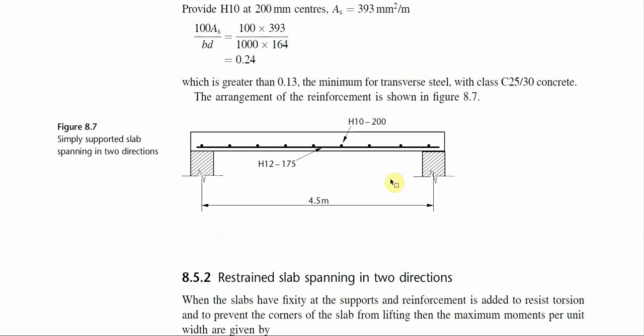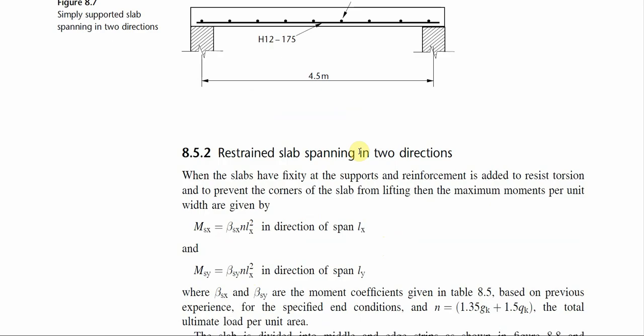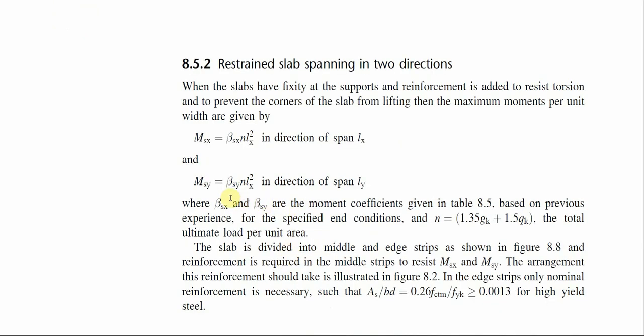So let us look at slabs that are restrained in both directions. When they are restrained, that is when the slab has fixity at the support, reinforcement is added to resist torsion and to prevent the corners of the slab from lifting. Then the maximum moment per unit width is given by this formula. It looks almost like the other one, but this time around, depending on the restraining condition. So we already know the Ls and the Ly. But this time around, to get this particular coefficient, it is based on the restraining condition.